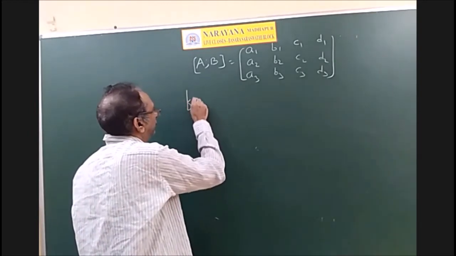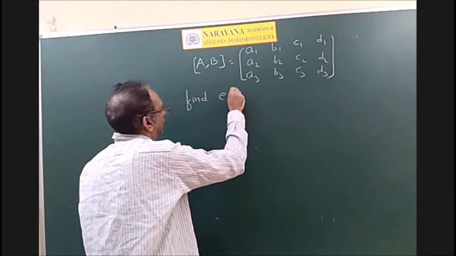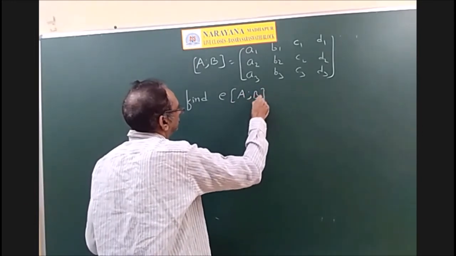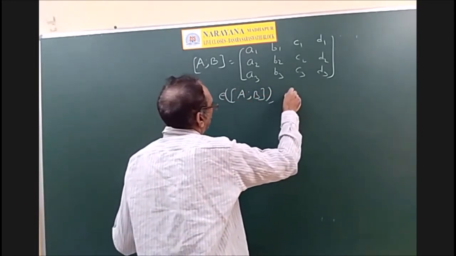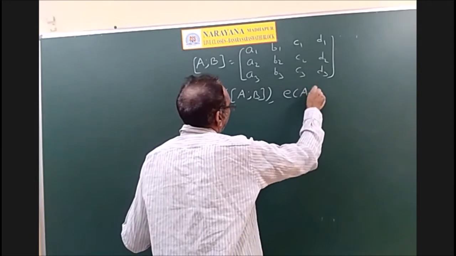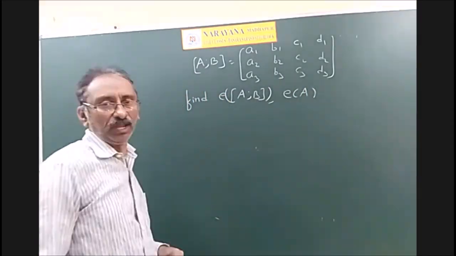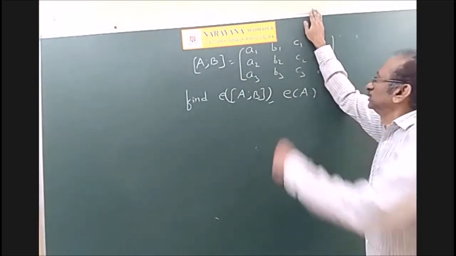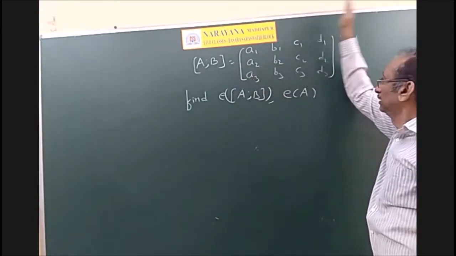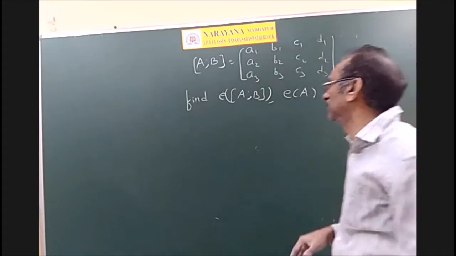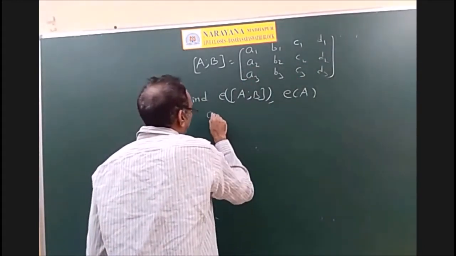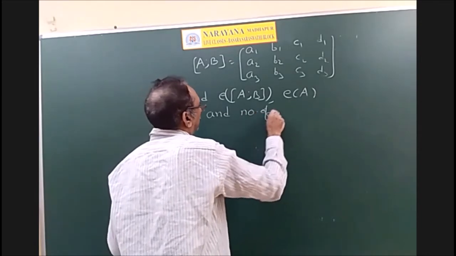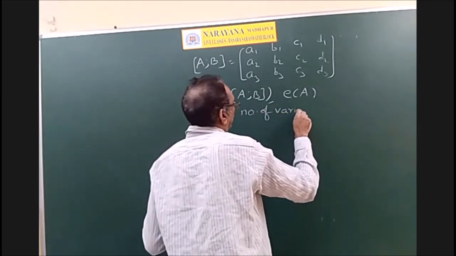So, find the rank of the augmented matrix, comma, find the rank of A. I will find the rank of A also. This is nothing but A. So if you close this column, you will get capital A, and the entire one is the augmented matrix. And also find the number of variables.